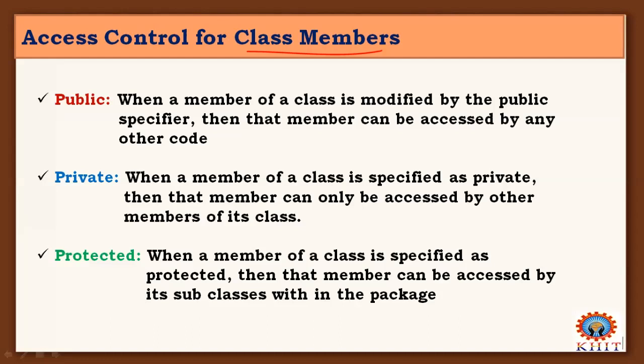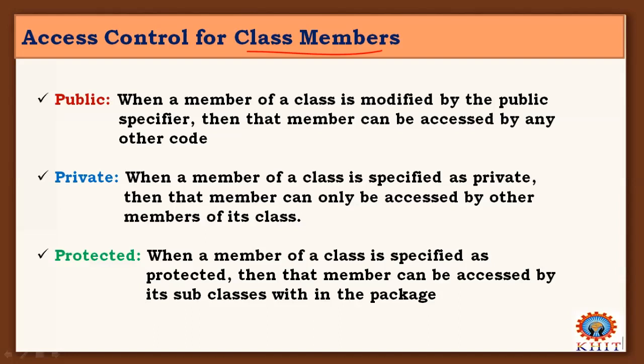Coming to the second type of access modifier, private. When a member of a class is specified as private, then that member can only be accessed by other members of the same class, and that too within the class. And these private members cannot be accessed directly through objects.